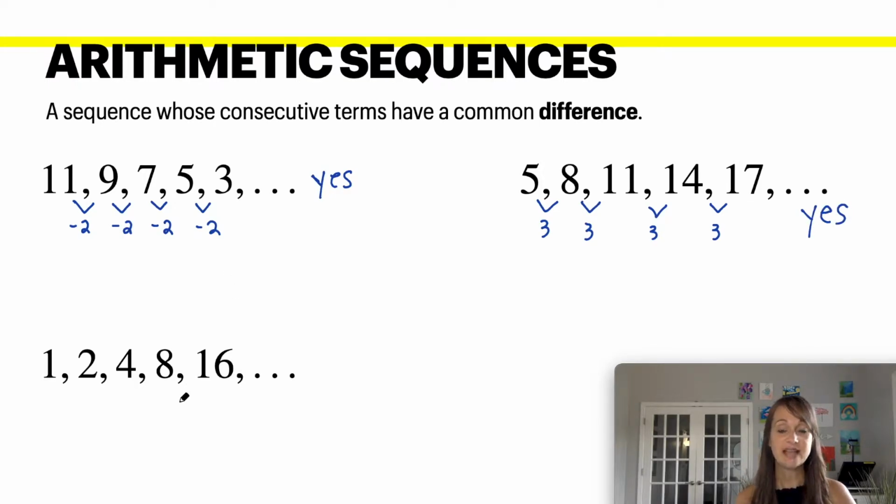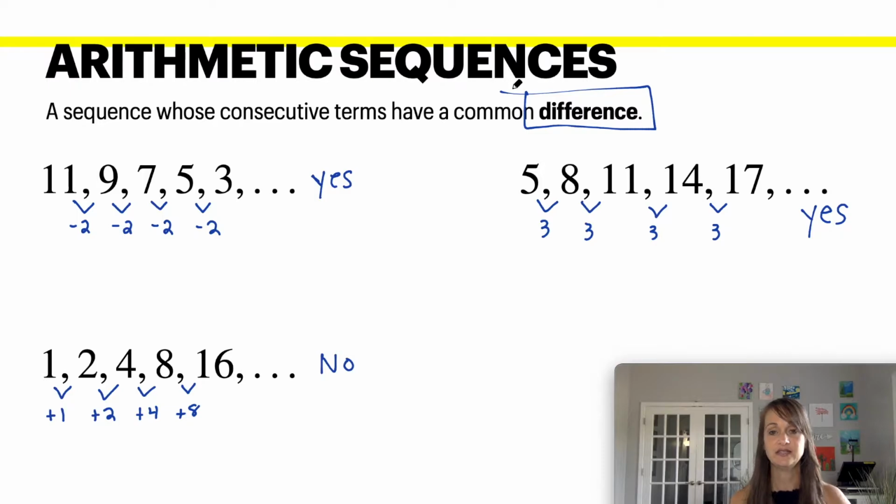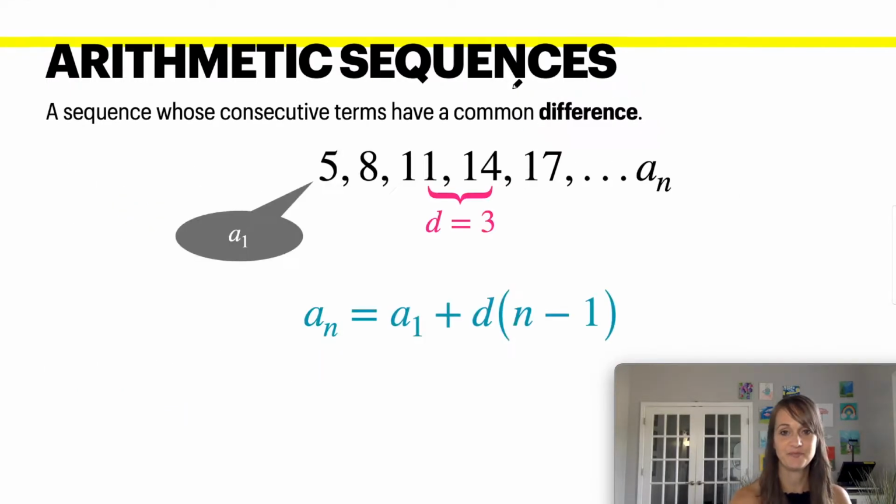Down here, this is actually not, and the reason is because 1 plus 1 gives you 2, so you're adding 1 each time. But from 2 to 4, you're not adding 1, you're actually adding 2. And from 4 to 8, you're adding 4. From 8 to 16, you're adding 8. It's changing, so therefore the answer is no. Again, there is a pattern, but since we're discussing arithmetic sequences, they must have a common difference. Not a common multiple, it must be a common difference.